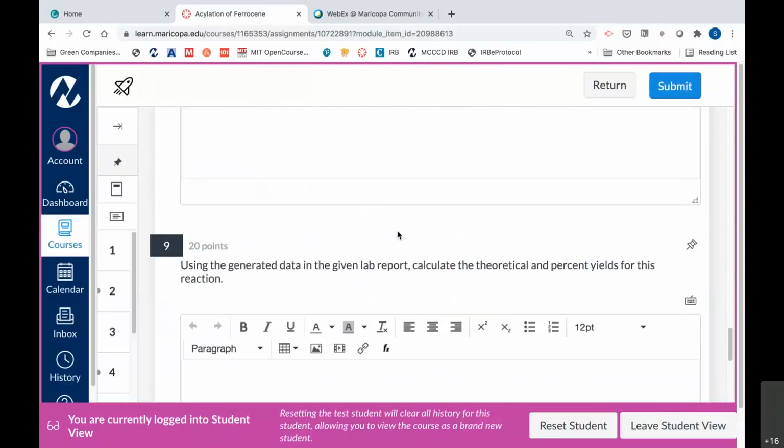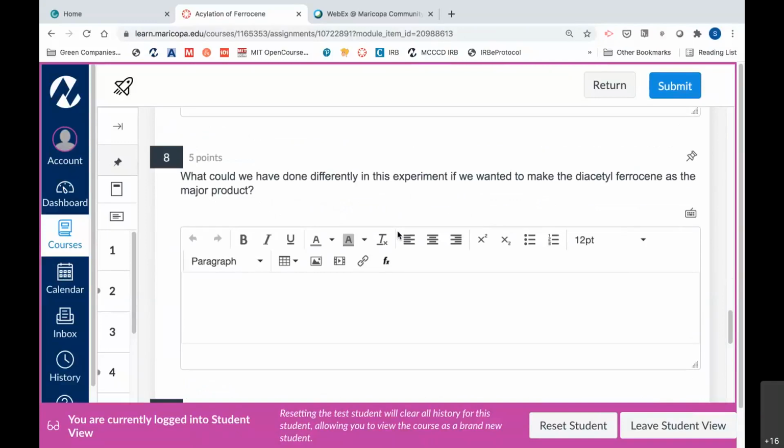So I'm going to let you look at this one. What could you have done differently if you wanted more diacetylferrocene? Maybe your goal wasn't to make acetylferrocene. Maybe your goal was to make diacetylferrocene. What are some changes you could have made? Any ideas here? What is it we could have done?